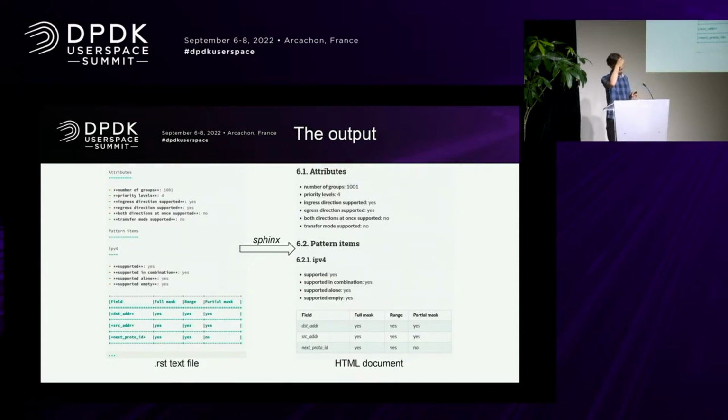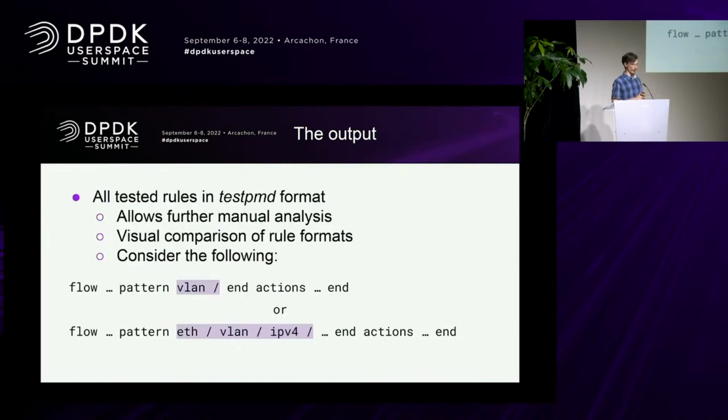In the example, we can see on the right side of the screen only the top of the output, because the complete output has about 1,200 lines. It's very long. But we can see that the application checked attributes and also the first item of the pattern items, which is IPv4 in this case. And we could see that it checked support for full masks, which is exact match. It checked support for ranges, partial masks. It also checks how the rule can be constructed, which we could see in this slide.